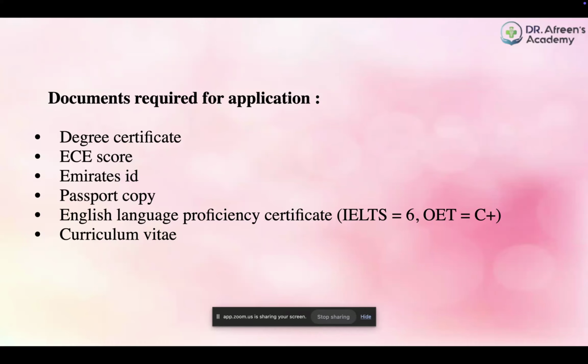And English language proficiency certificate, IELTS exam. This is universally accepted by all three health authorities, where your score needs to be 6 or above. OET C plus, or even TOEFL, they accept TOEFL as well, which is 550 or above. So that's the score they want for you to have.